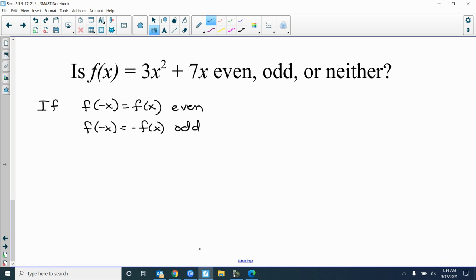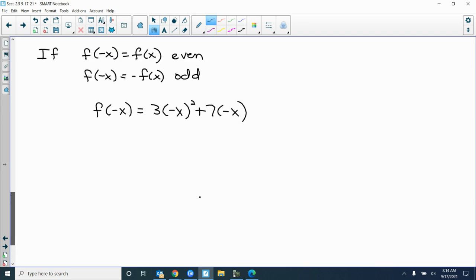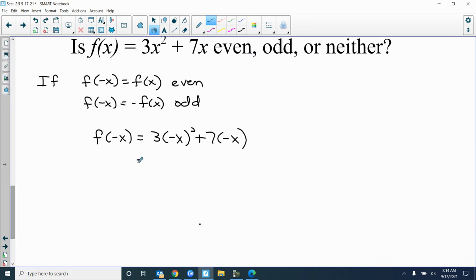So what we're going to do is take -x and plug it in for x in f and see what we get. We've got to evaluate f of -x. So f of -x is going to be 3 times (-x) squared plus 7 times (-x). Now, what does that simplify to? That becomes a positive. That becomes 3x squared minus 7x. Now you've got to evaluate this. Is this the same as the original function?